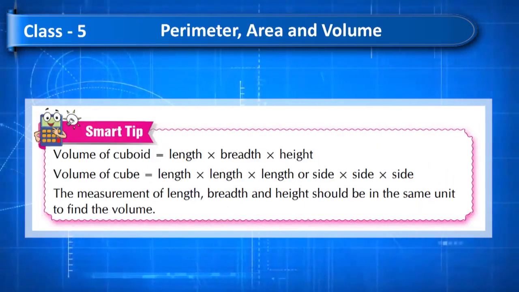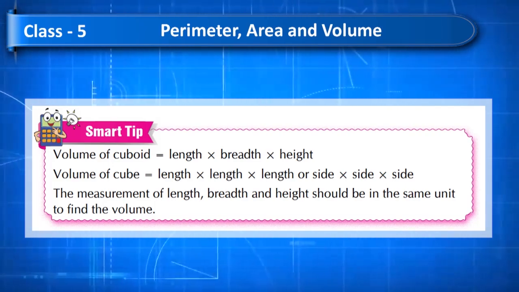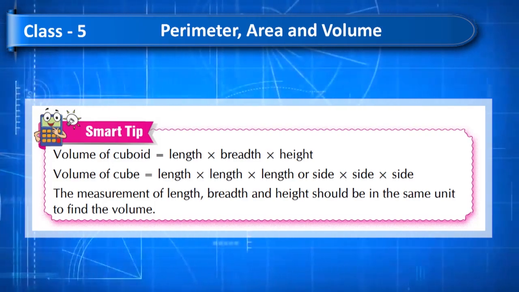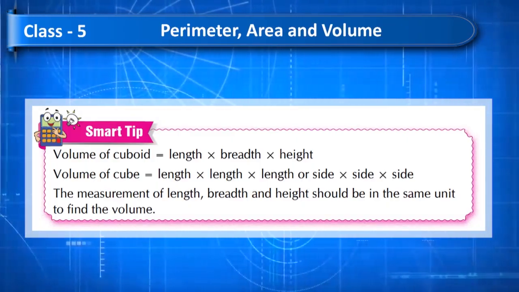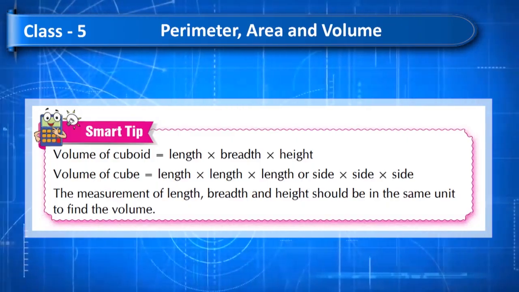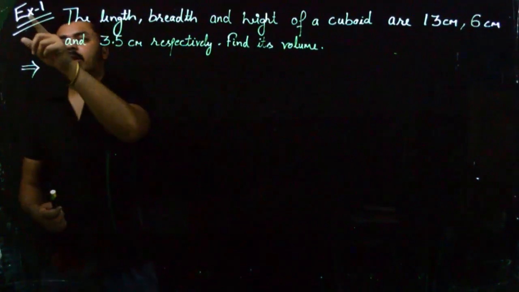Smart tip: volume of a cuboid is equal to length into breadth into height. Volume of a cube is equal to length into length into length, or side into side into side. The measurement of length, breadth and height should be in the same unit to find the volume. So now let's look at example number 1.